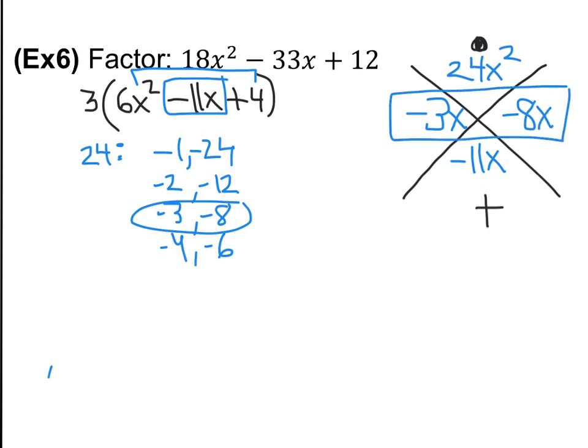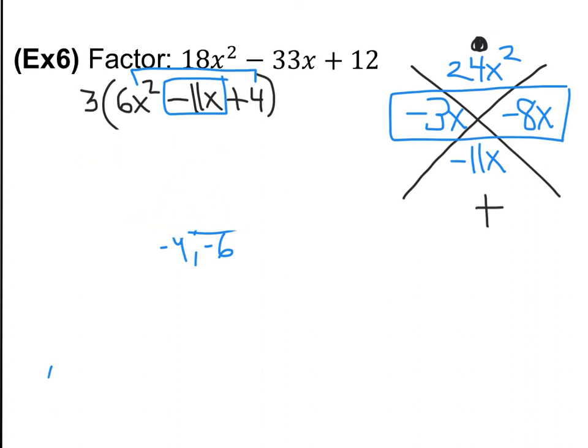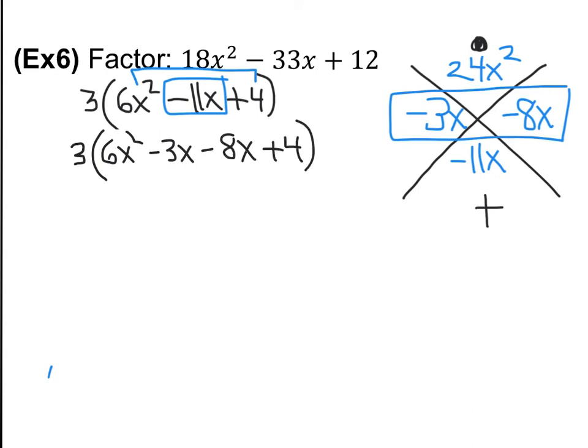I am going to save some space here, so I'm going to erase my factors just so I can keep writing below. And so I have just done my crisscross. Now I can split the middle term. You must keep the 3 outside of the parentheses. Now we are going to replace the negative 11x with what's inside the rectangle on our crisscross. So we have a 6x squared minus 3x minus 8x and then plus 4. Just keep the 3 out in front. Don't worry about that confusing you.